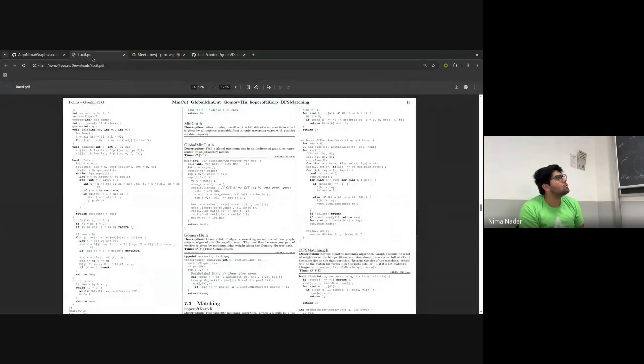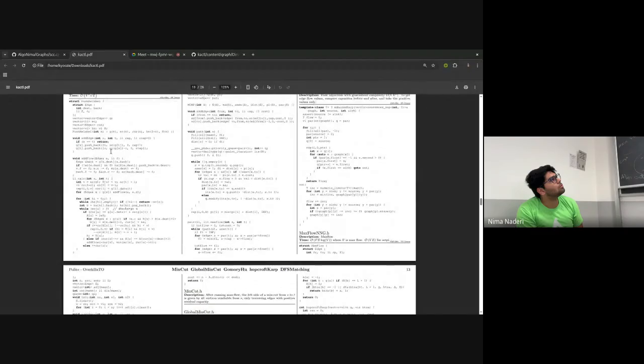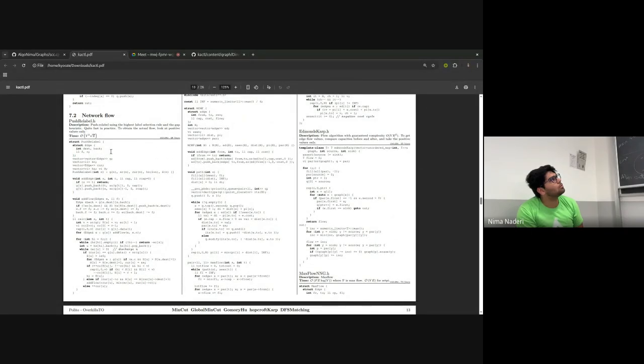Okay. I think we should add it to the notebook. Yeah, maybe we can remove push label. Not sure, because I never used it. Okay.